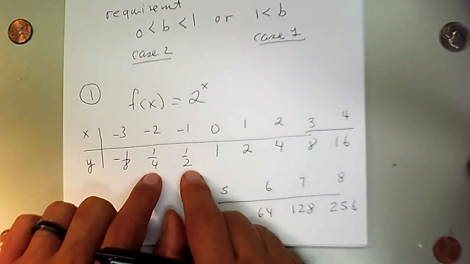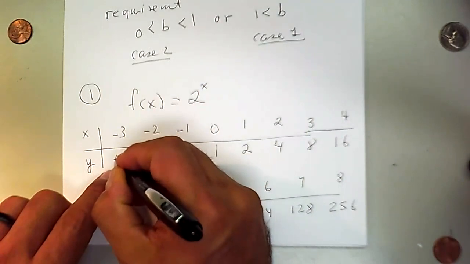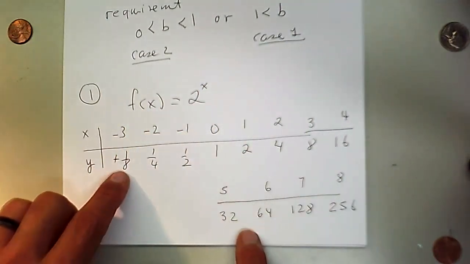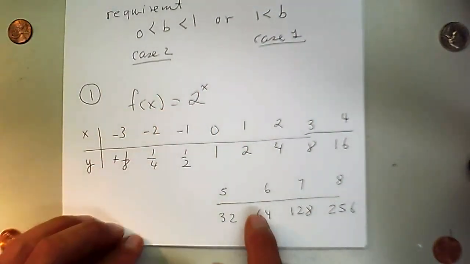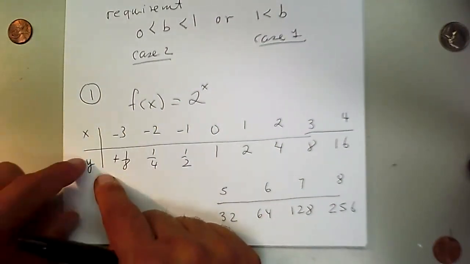There's a lot of difference between, oh, I made a mistake here. I didn't mean -1/8. All the outputs have to be positive when we have an exponential function. So we go to 1/8, and then we're going to go to 1/16.